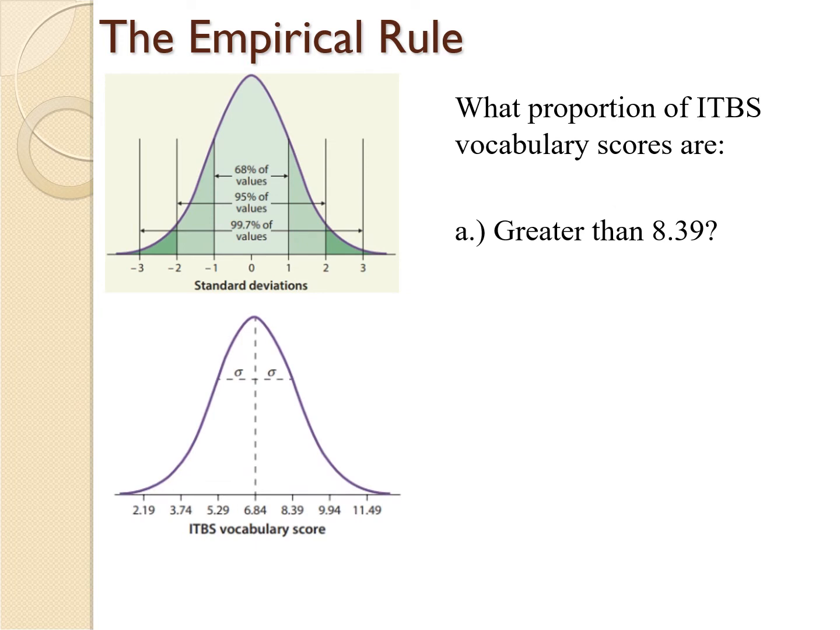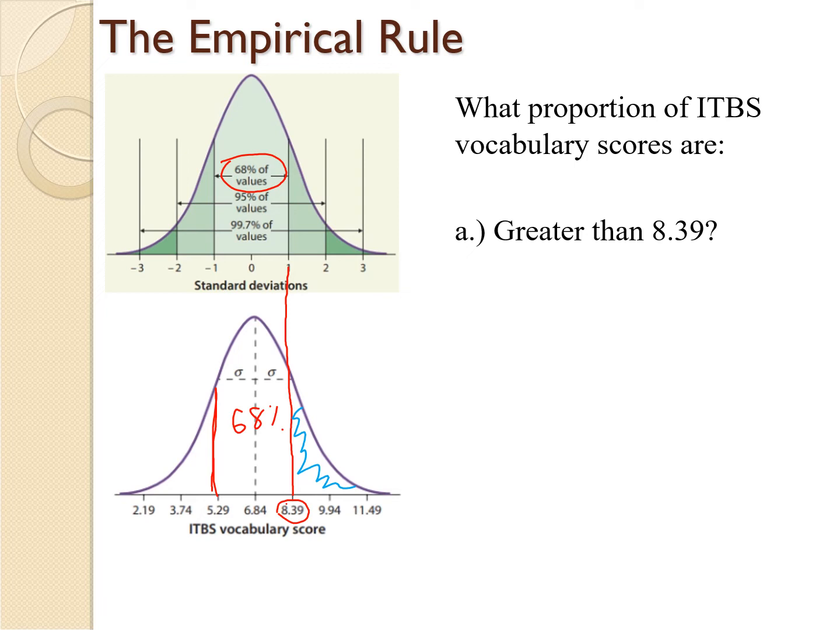All right, let's try a few examples. What proportion of ITBS vocabulary scores are greater than 8.39? So to start, we have a curve down here on the bottom. We see 8.39, and note that that is exactly 1 standard deviation above the mean. Now that puts it on the border of that 68% that's in the center, between 1 standard deviation above and 1 standard deviation below the mean. But we don't want the center here. We want what's outside of it, more specifically, outside on the right.